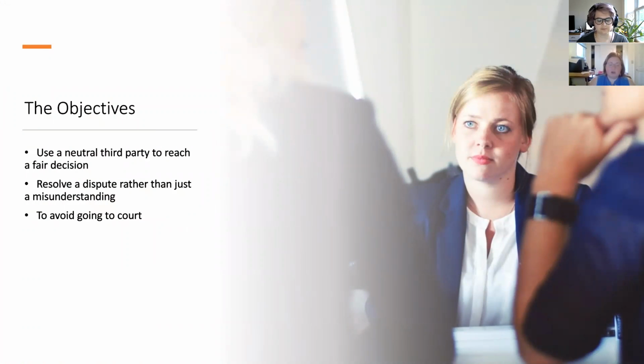The objective of arbitration is to use a neutral third party called an arbitrator to reach a fair decision. Arbitration is best used to solve a dispute between two parties rather than just a misunderstanding. Arbitration is also used to avoid having to go to court.